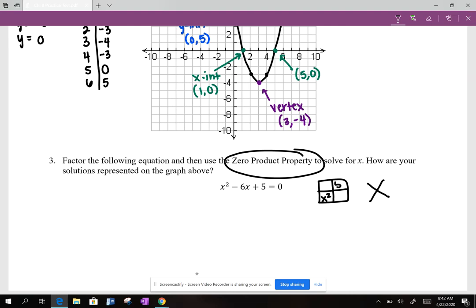x squared, 5 times x squared is 5x squared, -6x. What multiplies to 5 and adds to -6? You might be tempted to say 2 and 3. That doesn't work because these guys would need to be flip-flopped. What does work is -1 and -5. -1 times -5 is 5, and -1 plus -5 is -6. Okay.